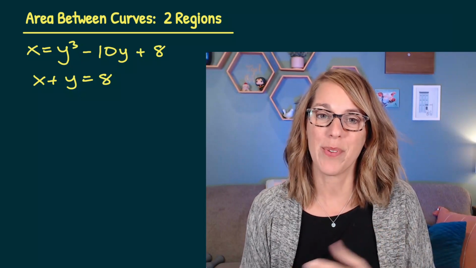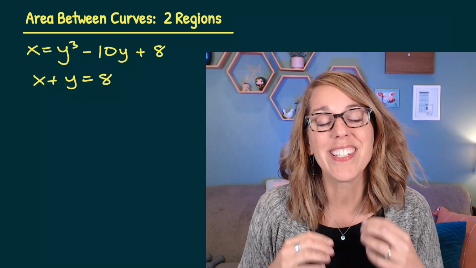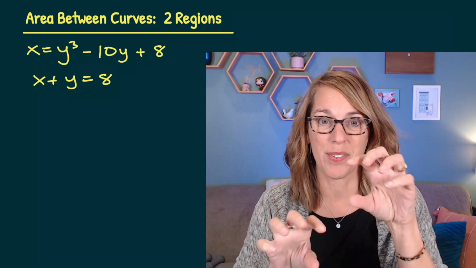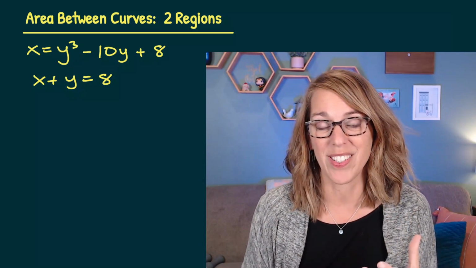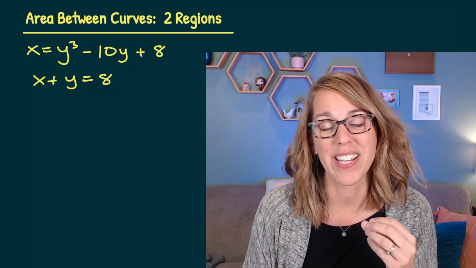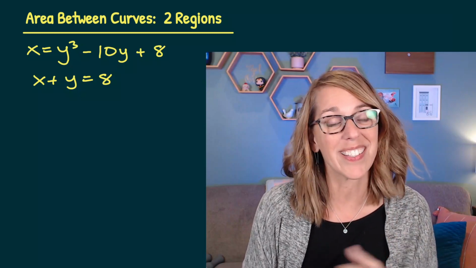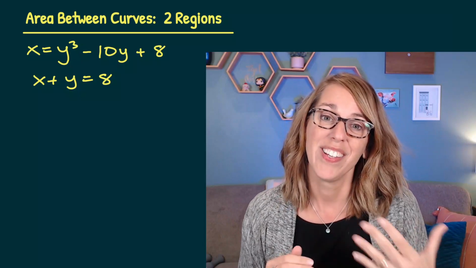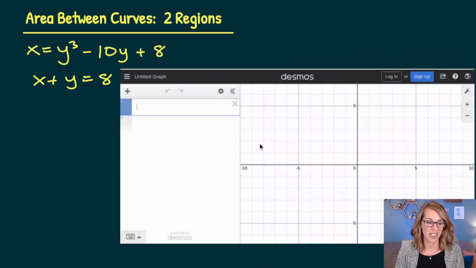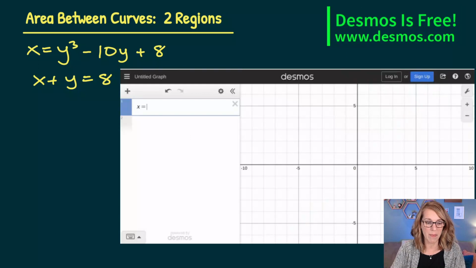We're going to find the area between two curves when we need to break it up into two separate regions. The first thing that I want to do is to graph these so I can get a good idea if I want to integrate with respect to x or if I want to integrate with respect to y. So let me move over here into Desmos, and I'm going to go ahead and type in my equation.